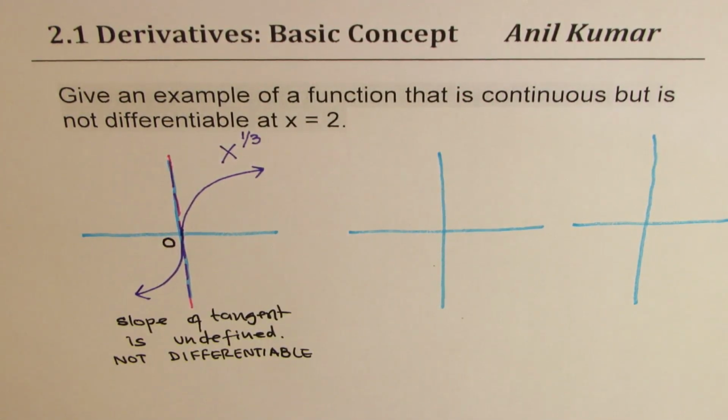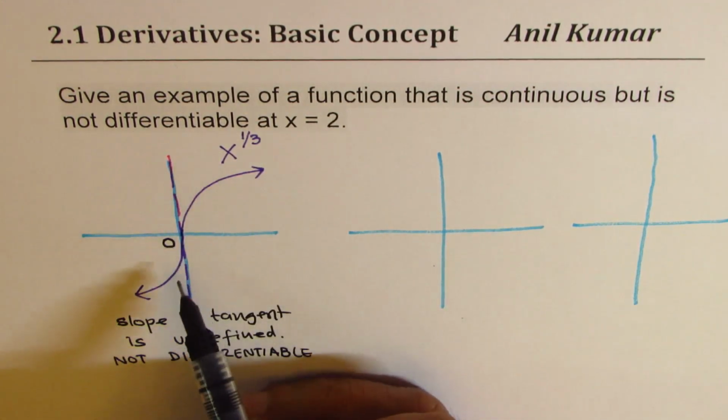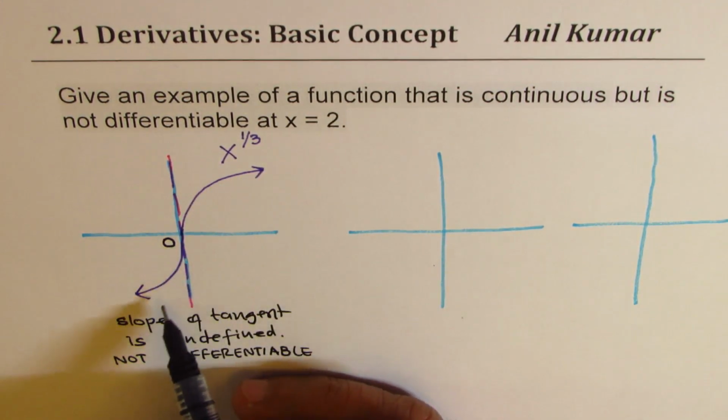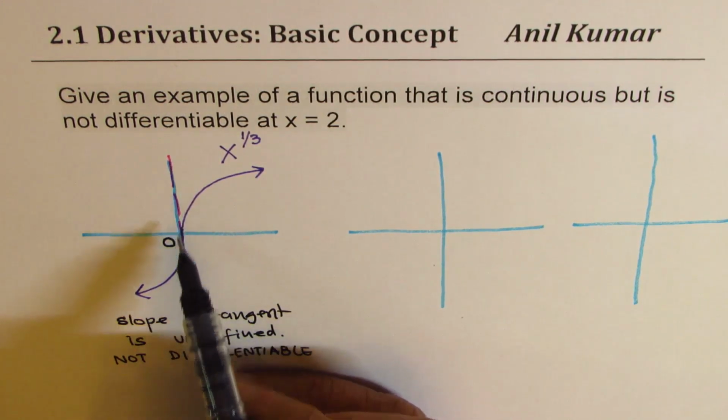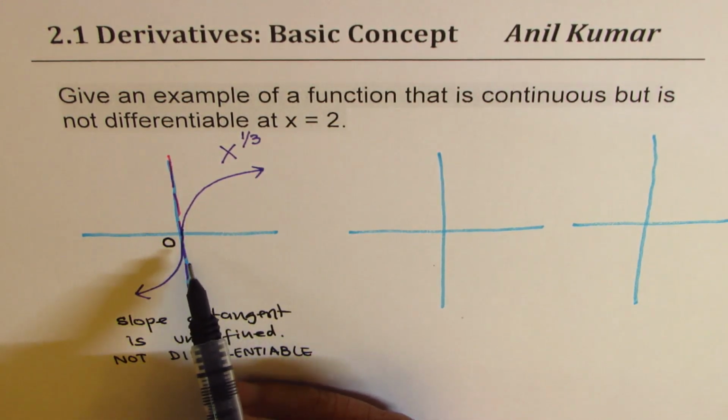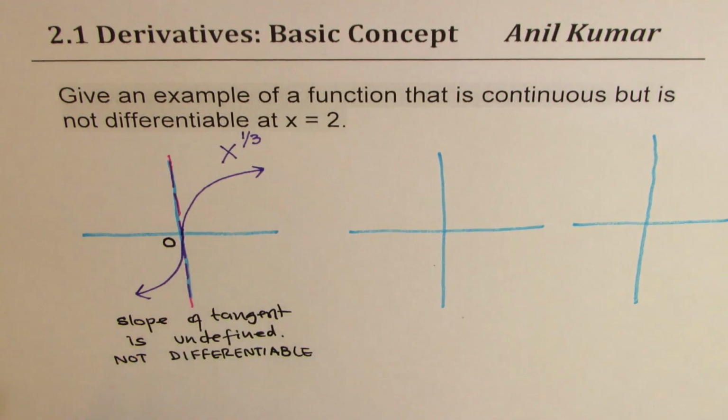I hope you are getting the point, correct? So if I have the cube root of a function, then you'll get this kind of a graph where at 0 we have a vertical tangent line. So there is a tangent, right, which you can draw. However, the slope is undefined, and therefore we say it is not differentiable.